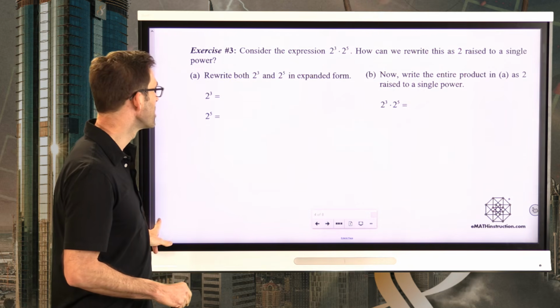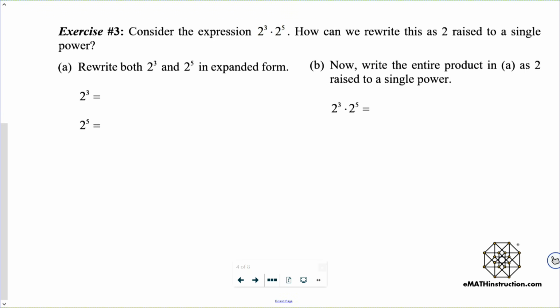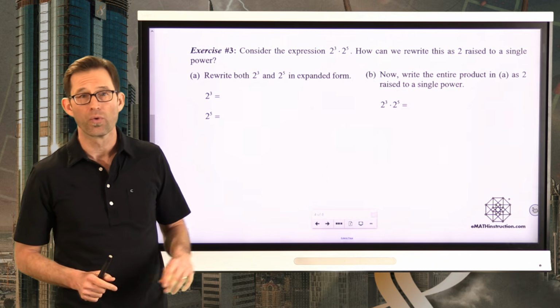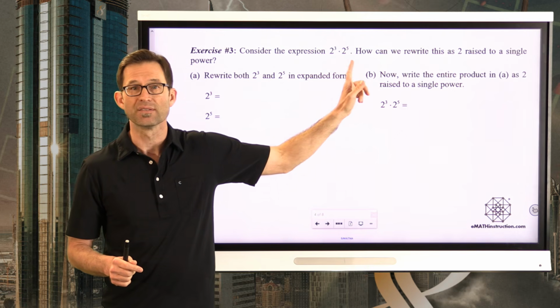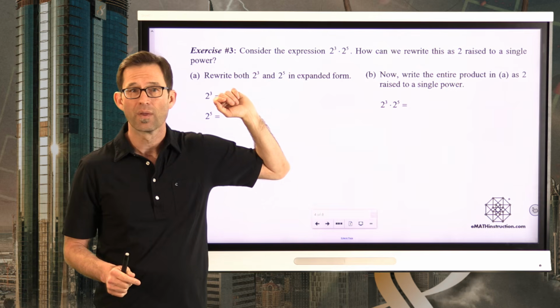Anyhow, let's take a look at exercise number 3. Consider the expression 2 to the 3rd times 2 to the 5th. How can we rewrite this as 2 raised to a single power? All right, so again, here's my point. We're going to be looking now at an exponent rule that basically is if I've got the same base, 2 in both cases, both raised to an exponent, right?